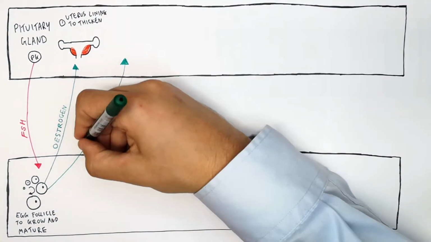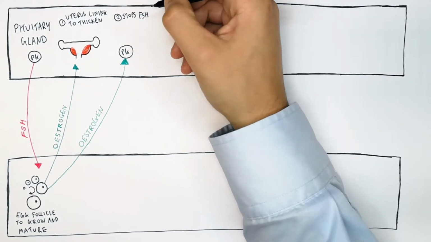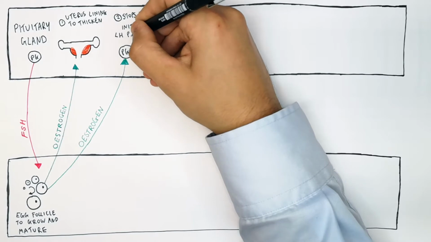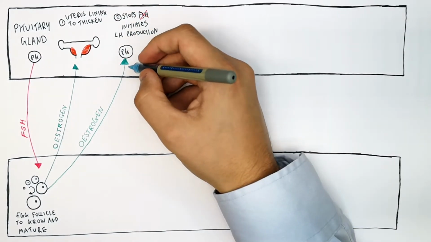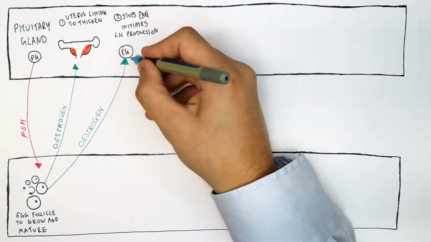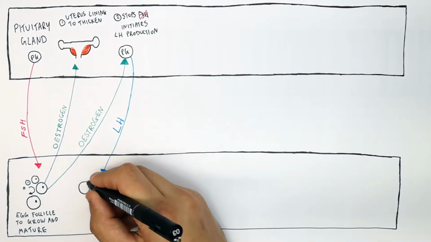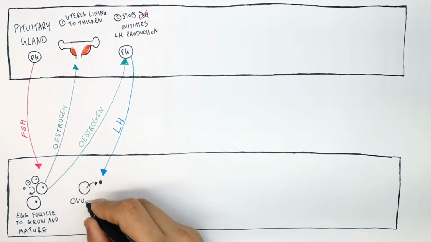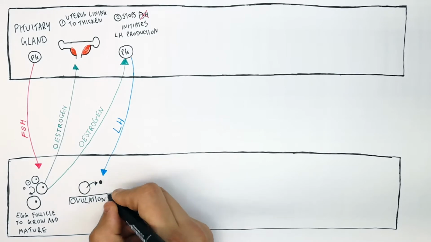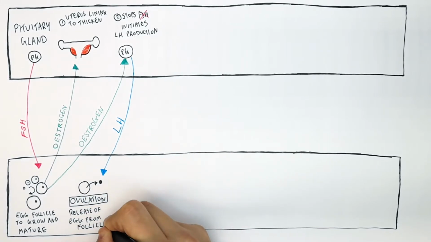Estrogen also goes to the pituitary gland, where it stops FSH production and initiates LH production. This is because the egg follicle has grown and matured. So LH now goes back to the egg follicle in the ovaries, and this stimulates ovulation, which is the release of an egg from the egg follicle.